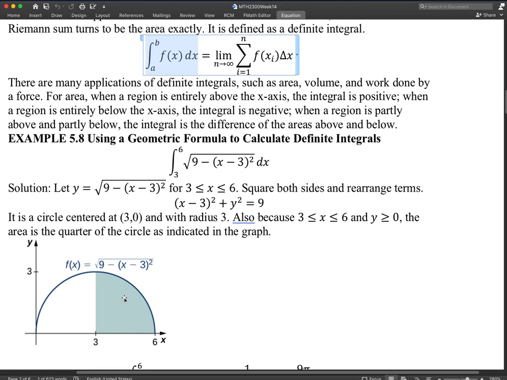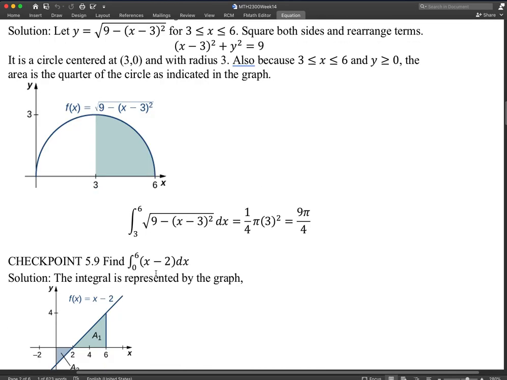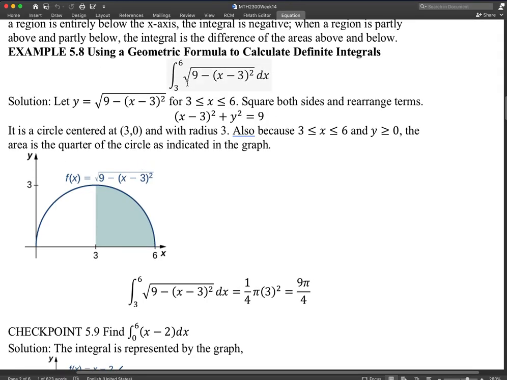So according to the area formula for the circle, this integral is the area of this quarter of the circle. The area of the circle is pi r squared, and a quarter of a circle is 1/4 of that. That is it. That is a definite integral. If by any chance you know the graph and can calculate the area from the graph, calculate the integral from the graph directly.